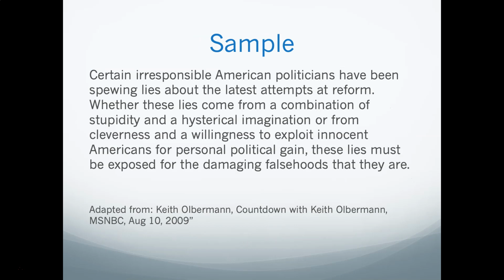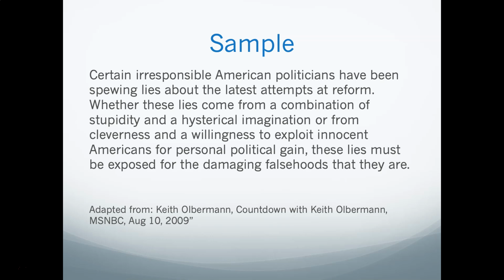Okay, so the sample. Certain irresponsible American politicians have been spewing lies about the latest attempts at reform. Whether these lies come from a combination of stupidity and hysterical imagination, or from cleverness and a willingness to exploit innocent Americans for personal political gain, these lies must be exposed for the damaging falsehoods that they are.